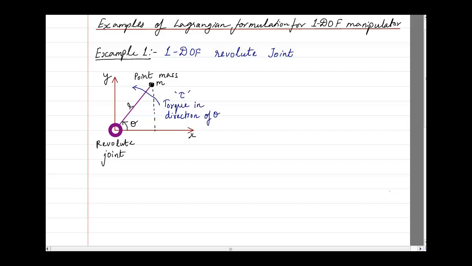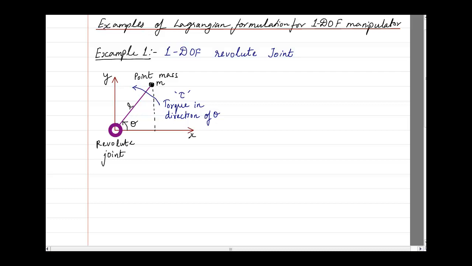The first example is a 1 degree of freedom revolute joint. As you can see, there is a revolute joint drawn here in the center, and there is an axis x and y based on which we are trying to define where the mass m is. The position of the mass is going to be decided by the value theta, the angle with respect to x.